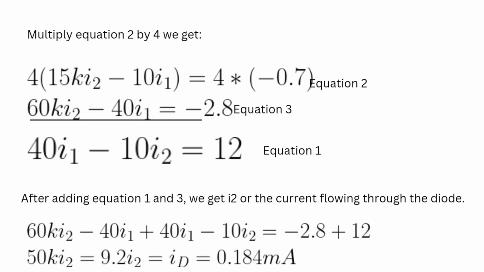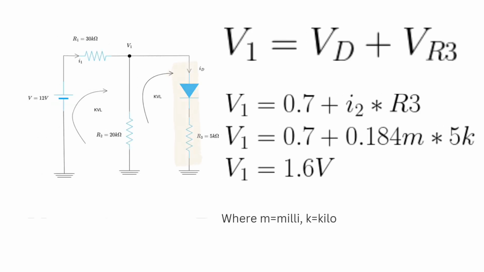Simultaneously solving these two equations, we will get ID. Now multiply equation 2 by 4, we get equation 3, and simply add equation 3 and equation 1, and ID is equal to 0.184 milli, sorry.